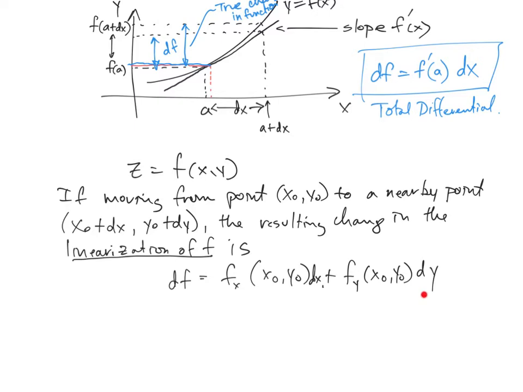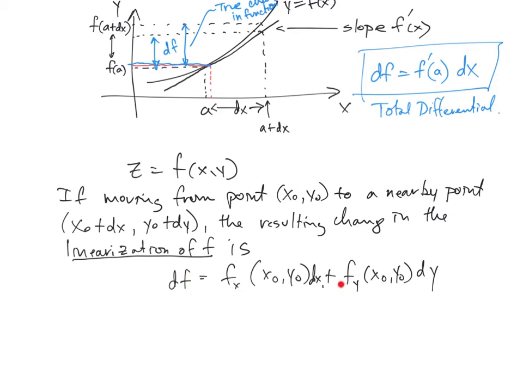Here we've got 2 variables because we're in 3 dimensions. So again, this is a derivative. It's a partial derivative in the x direction. So it tells us the slope of the function at the point x naught, y naught if we move a little bit in the x direction. So you take that slope and you multiply by dx, and that's the contribution of a change of x to the change in my function.